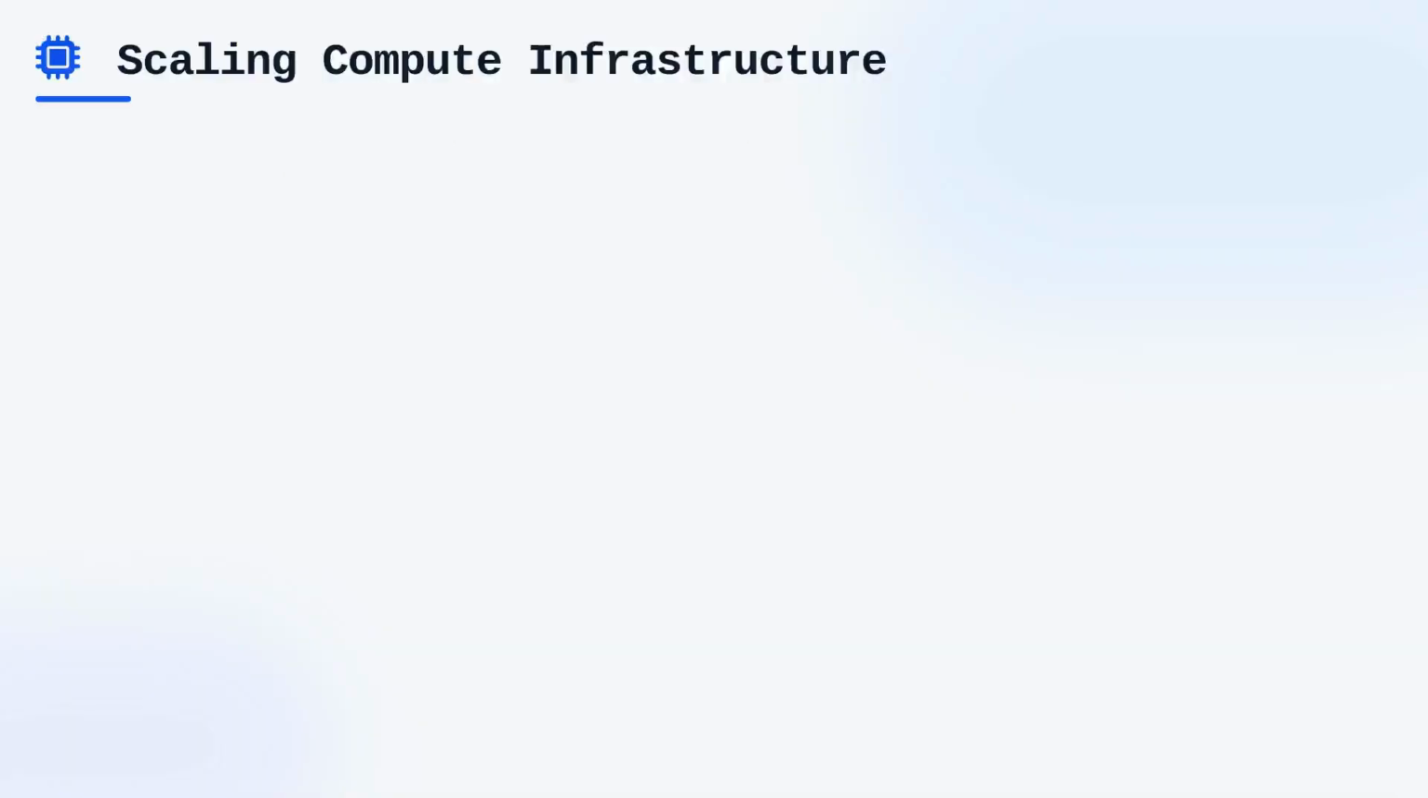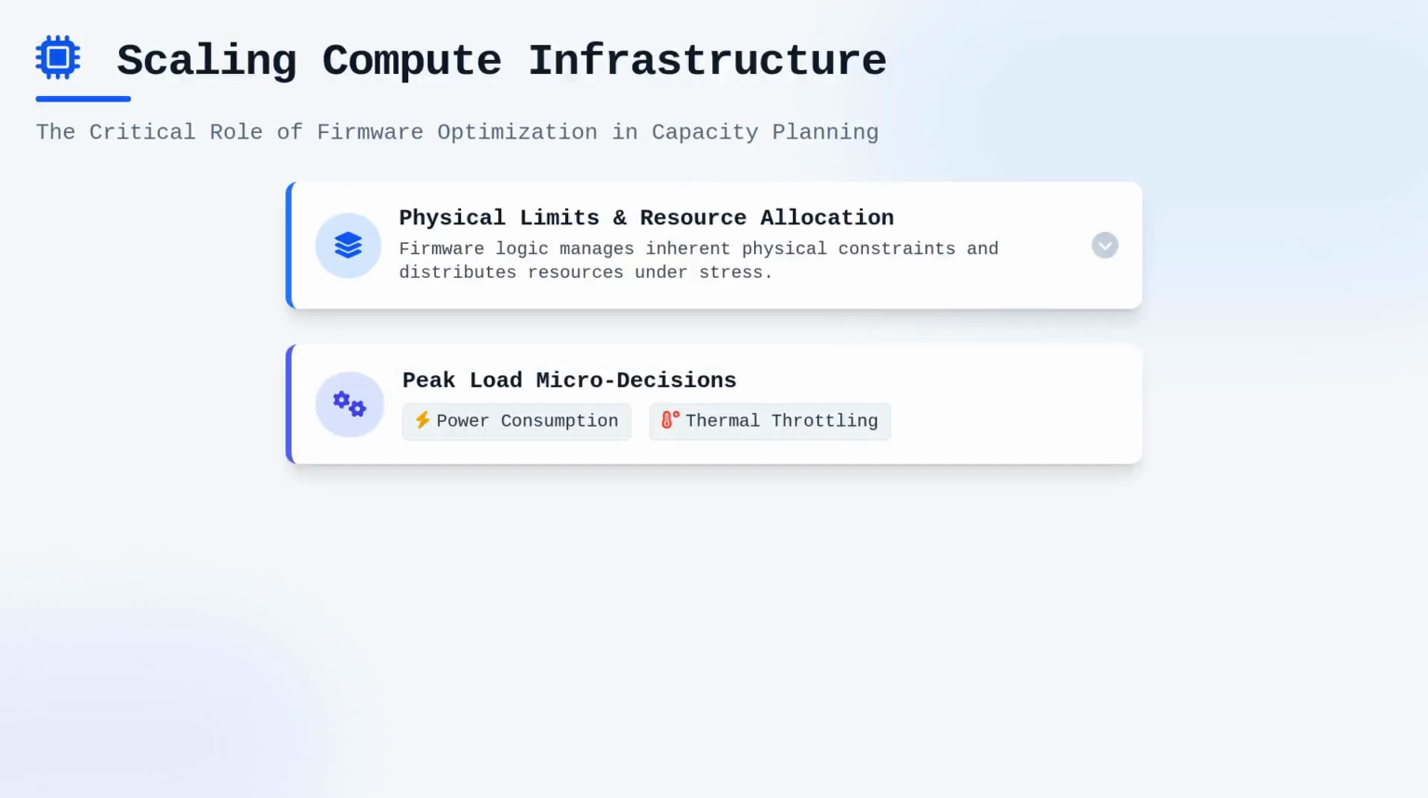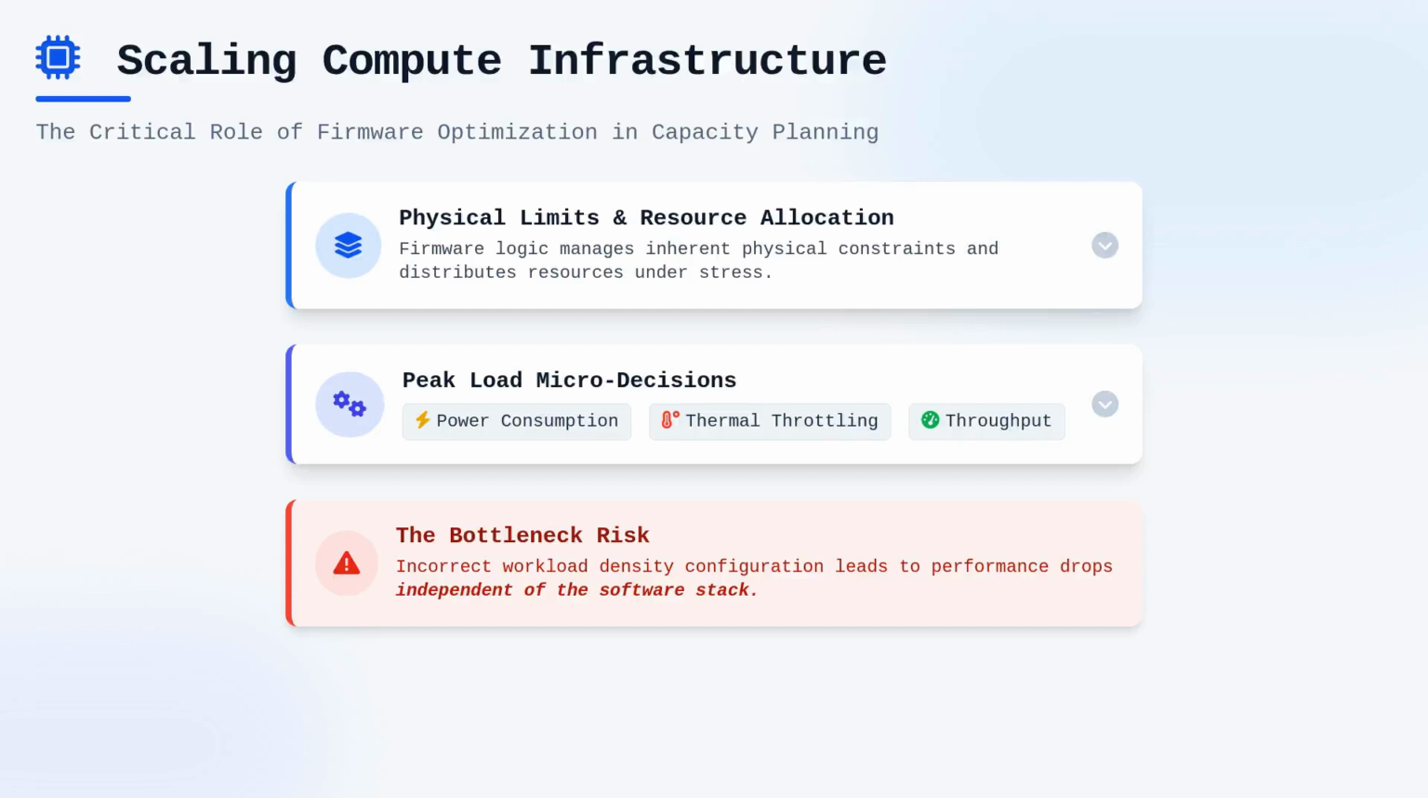Effectively scaling your compute infrastructure requires that you master the nuance of firmware behavior under rigorous stress conditions. Every component has inherent physical limits, and those limits are enforced or exposed by the firmware logic that manages resource allocation. During periods of peak load, firmware algorithms make micro decisions about power consumption, thermal throttling, and throughput that can significantly impact the performance of your business applications. If your firmware is not correctly configured for your specific workload density, you may encounter performance bottlenecks that have nothing to do with your software stack.